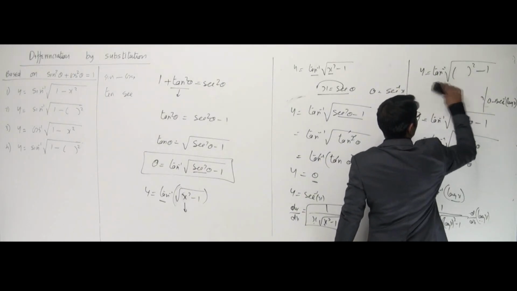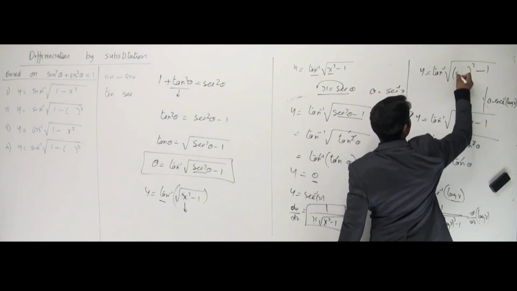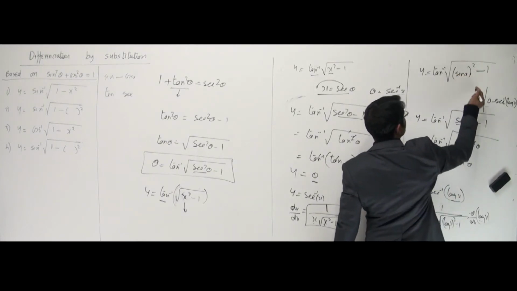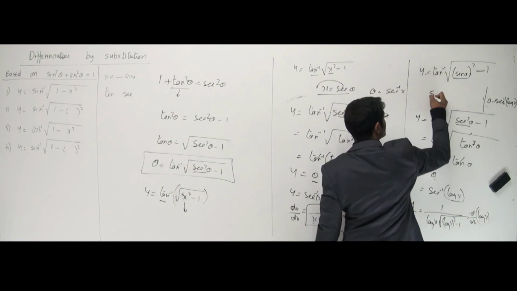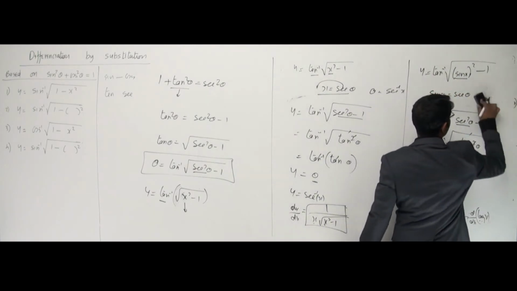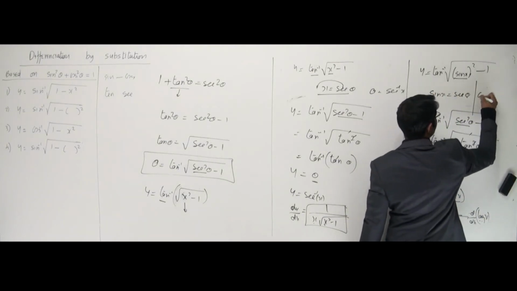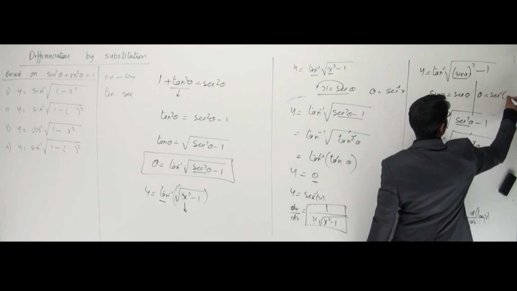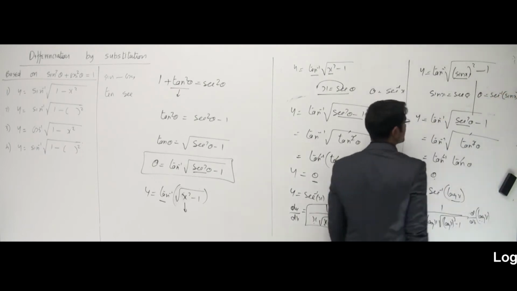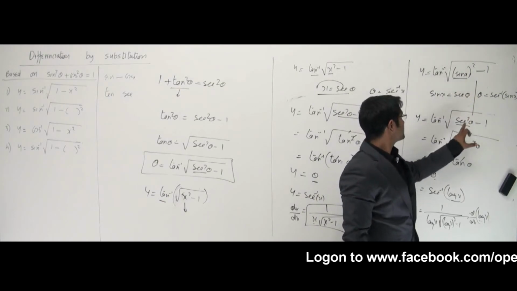So let's see. If I'm not taking log x, I'm taking something else. Let's say I'm taking sine x here. So whatever has to come here should become what? Sine x should become secant theta. That's it. So what happens to my theta? Put secant on the other side. Theta is secant inverse of sine x. I don't have to worry about this because I took sine x as secant theta.